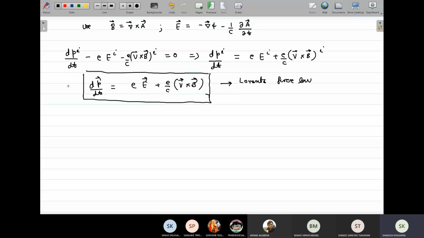So we now have the equation of motion. This Lorentz force law is coming as an equation of motion, derived as the Euler-Lagrange equation of motion from the action. Now let us concentrate on the Hamiltonian.